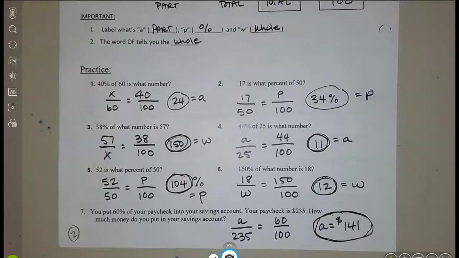Here's your answers. Check. Your homework tonight is to finish page 3 and video number 3.